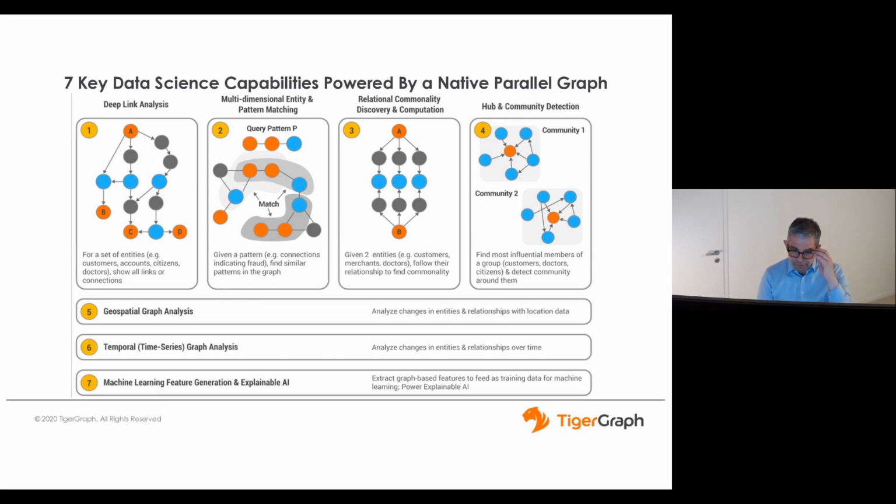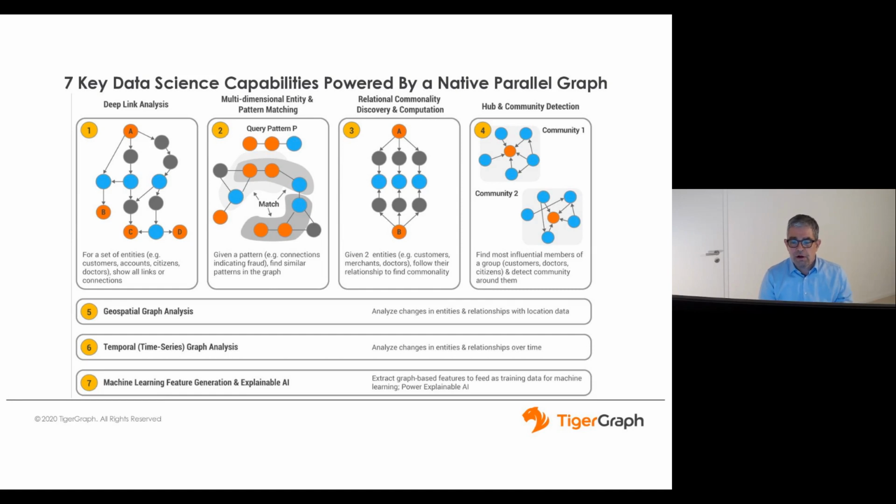Maybe we can also look at the fifth and sixth capability that we mention here. That is location data that can be added as a feature to the data, and in combination with the temporal data that we can add to the data entities, we can observe how entities or rings of fraudsters move regionally over time to identify fraud rings and anti-money laundering activity as they move across the globe, for example. These are all key data science capabilities that can easily be delivered with the graph analytics platform.